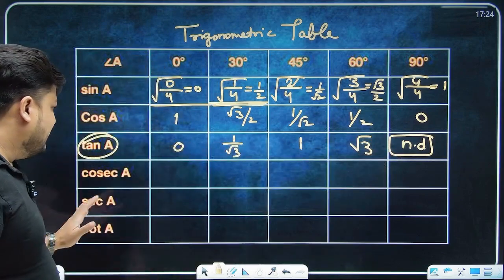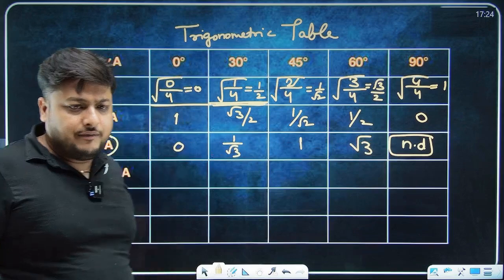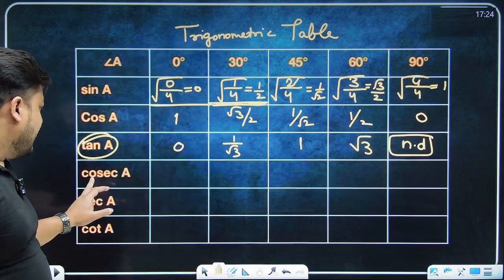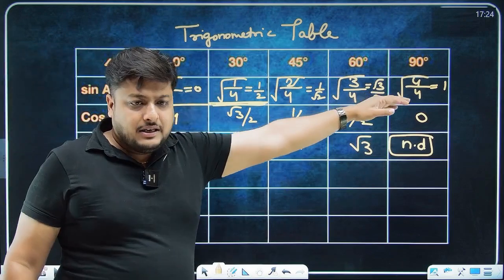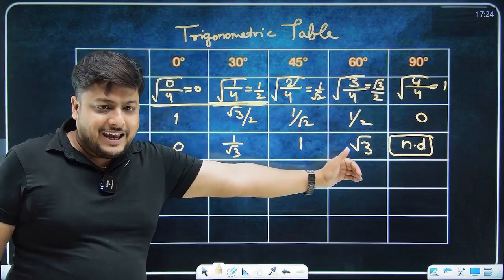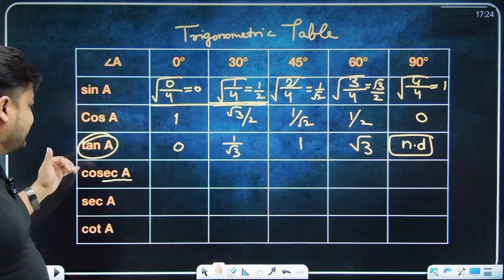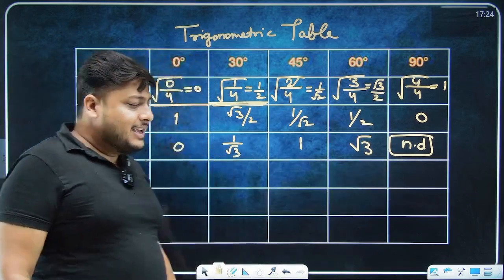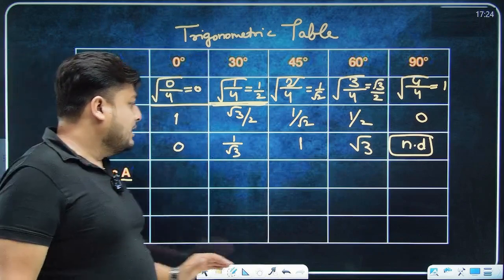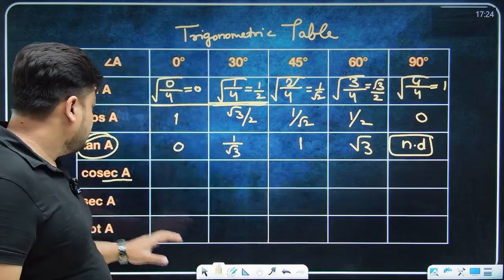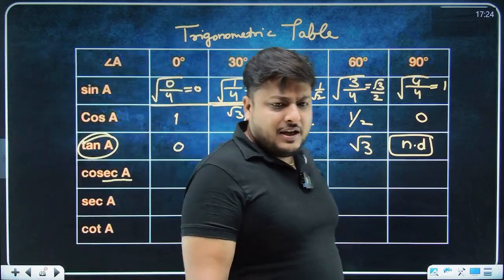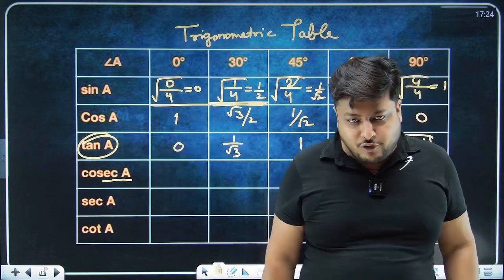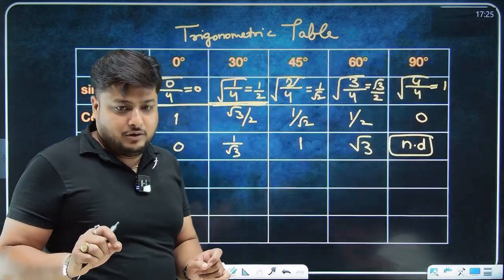You can fill the remaining values using the reciprocal formulas. Cosec A will be 1 upon sine A, so just take the reciprocal of sine and you will get the values of cosec A. Take the reciprocal of cos A and you will get the values of sec A. Take the reciprocal of tan A and you will get the values of cot A. I am not filling the full table. You can see this table in your respective books also. You have to learn this table also.